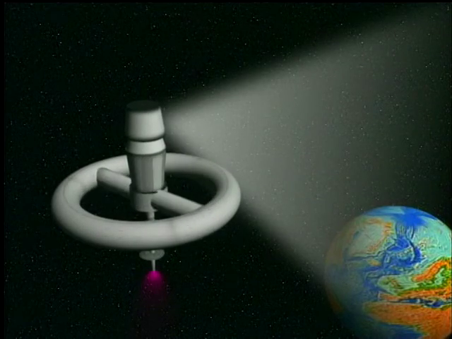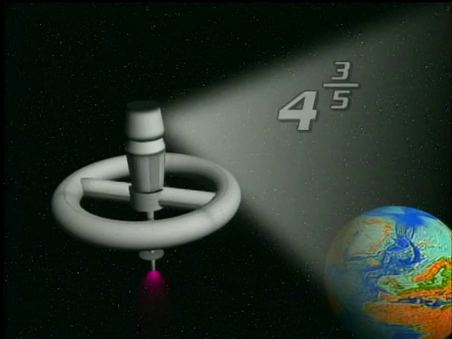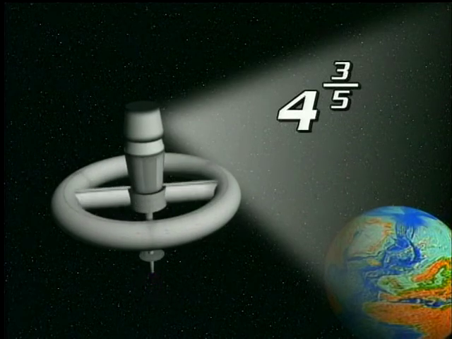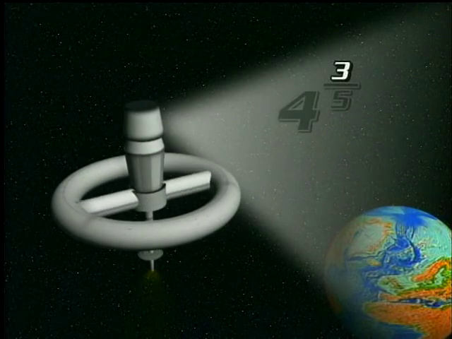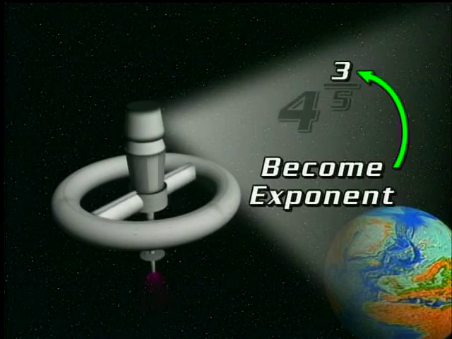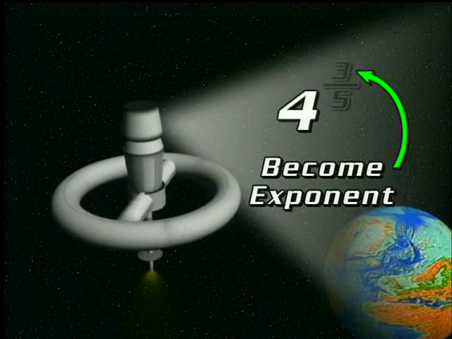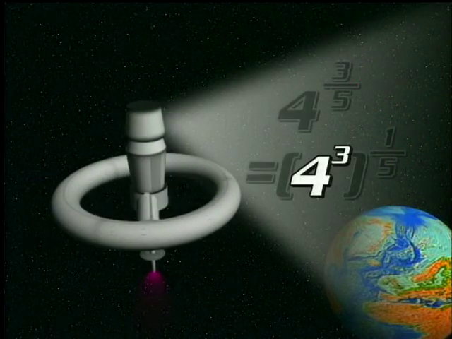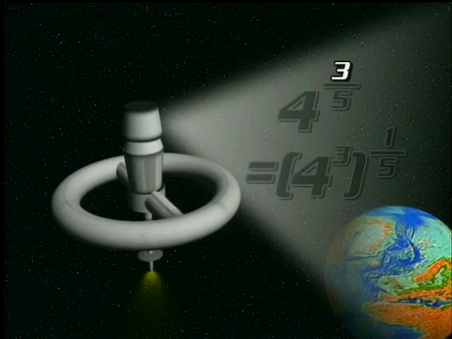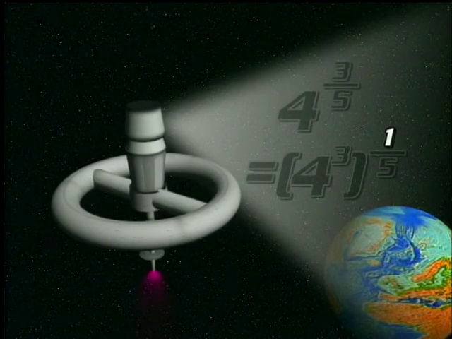Roger. Roger, let's look at that again. Say we have a number like 4 to the 3/5 power. Now stay with me here. The numerator of the fractional exponent, 3, is going to become the exponent for the base number, 4, so we get 4 to the 3rd power. Notice we replace the 3's spot in the fraction with the number 1.